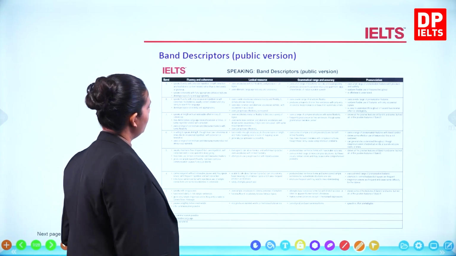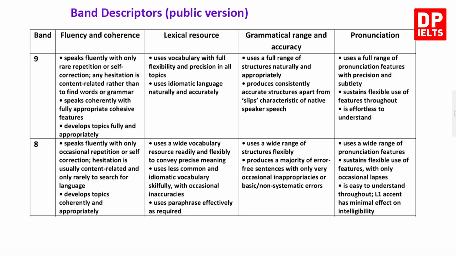Right, so moving on, here is the band descriptors public version. It's just like the one that I showed you for writing, but this is for speaking. Now, if you can see, 0 means basically you do not attend, and then you have 1, 2, 3, 4, 5, 6, 7, 8, 9. I haven't seen students who have got below 4.0. 4.0 is the lowest that I have seen. There may be students who get 3 and 2, but personally I haven't seen anyone with that score, okay?